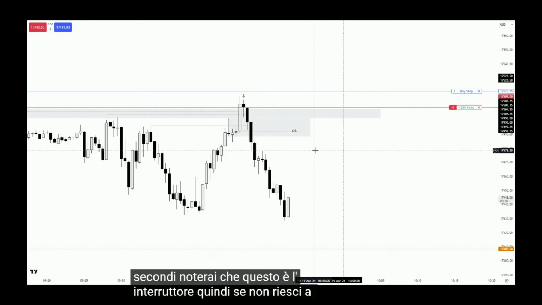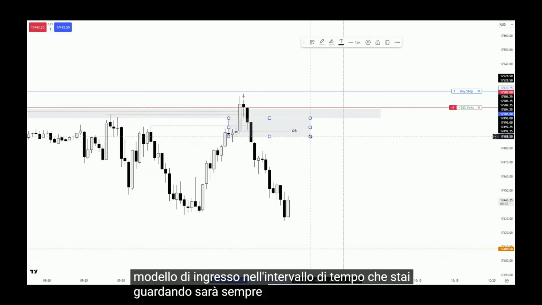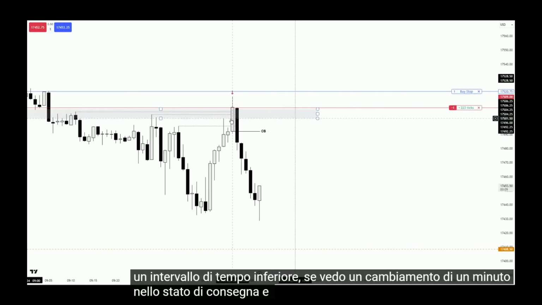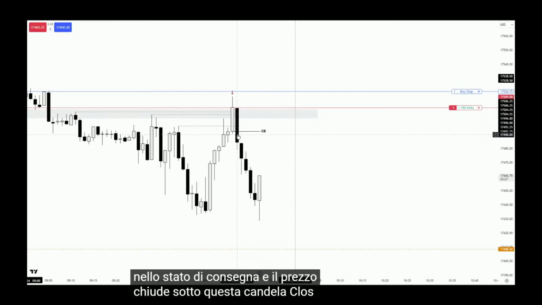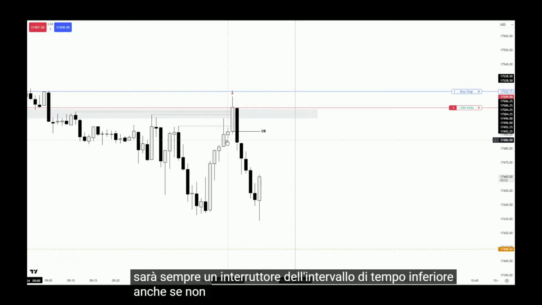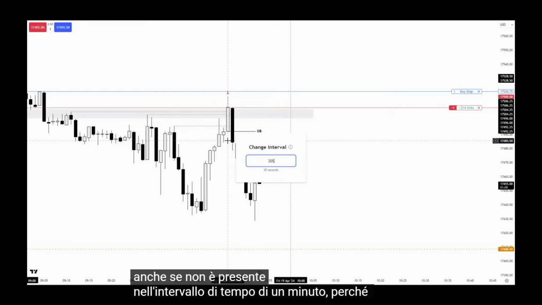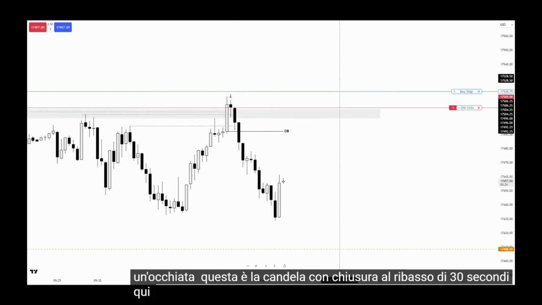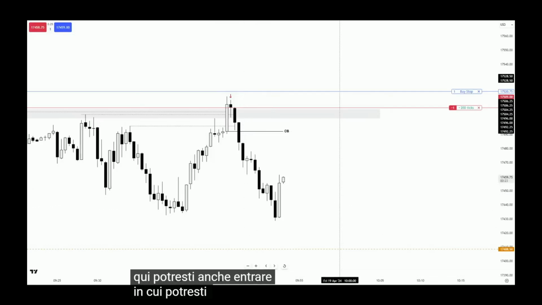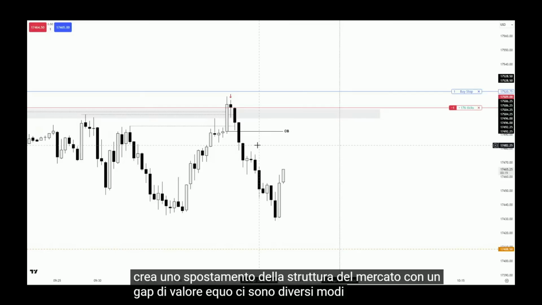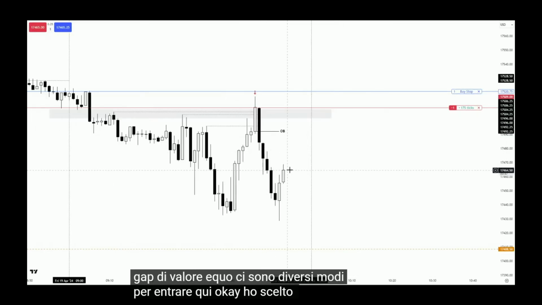So if you can't find the entry model on the time frame that you're looking at, it will always be fractal on a lower time frame. If I see a 1 minute change in the state of delivery and price closes beneath this up close candle, there will always be a lower time frame breaker, even if it's not present on the 1 minute time frame. Because if you take a look, this is the 30-second. This down close candle here, you could also enter on that. You could also enter when price creates a market structure shift with a fair value gap. There are multiple ways to enter in here. I picked the turtle soup.